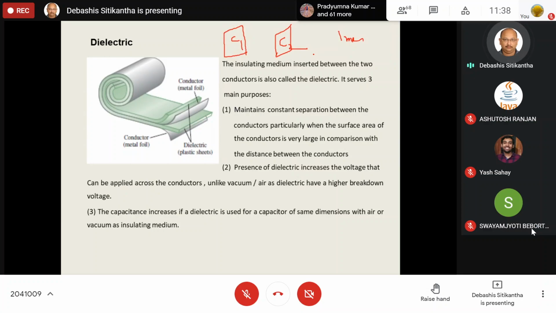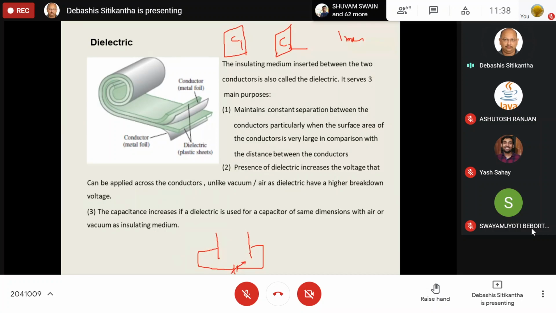Second most important one, the presence of a dielectric between two conductors will increase the voltage rating of the capacitor. Let me tell you what this voltage rating of a capacitor is. Now, if you take two conductors, let us say, and I am going to apply a variable voltage, that means the voltage can be increased and decreased. So usually the symbol for a variable voltage source is like this.